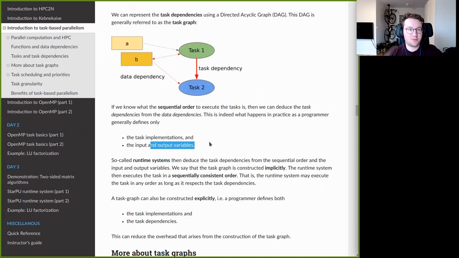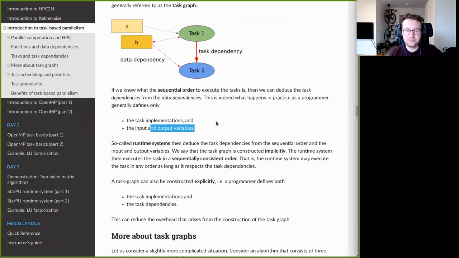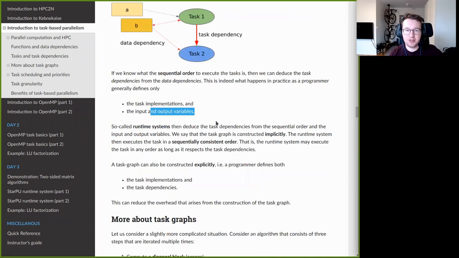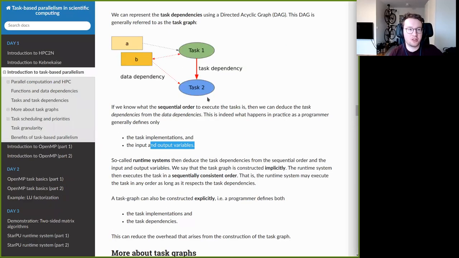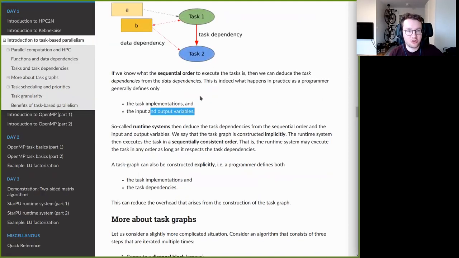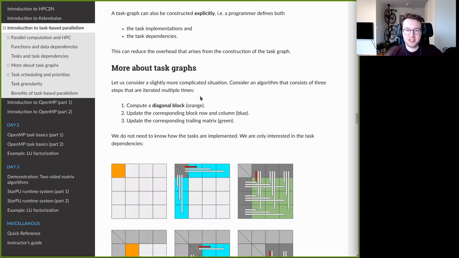So there are some task-based programs where the programmer instead tells you, this is the way task one is implemented, this is the way task two is implemented, and then says that task two depends on task one. In the early examples, this task graph that I showed here was very trivial. We have 2 tasks, and we know that task 1 needs to be executed before task 2. But in reality, of course, these task graphs end up being much more complicated than this.